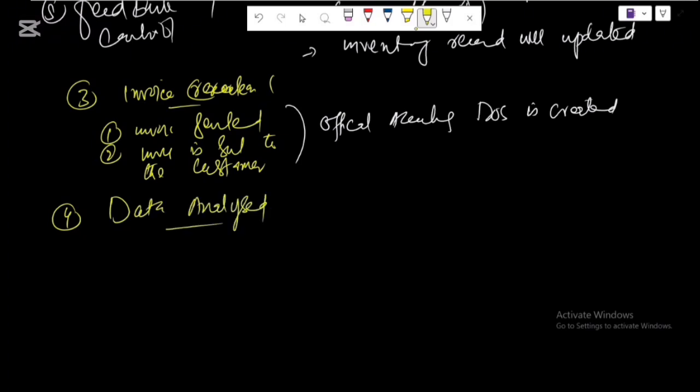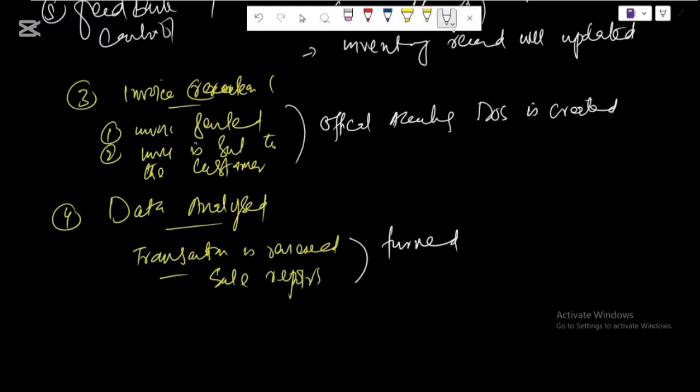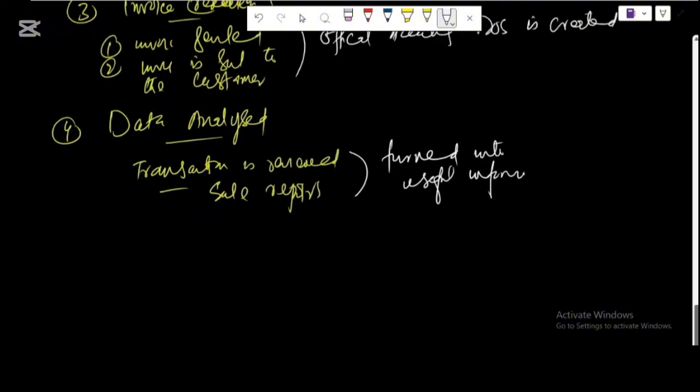or you can say that data analyzed. So all the transactions are reviewed, and the transactions are reviewed monthly and in your sales report. Clear? Now the data is analyzed, and then that is turned into useful information. Clear? And that information is used by the management.